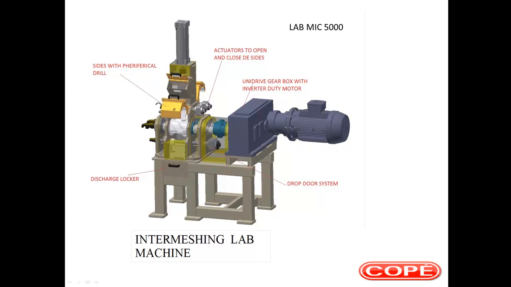This picture is the LabMIC 5000 that is used for interconnect machines. The gearbox is a unidrive gearbox and the motor is a variable speed motor. With this configuration we can simulate our production line.